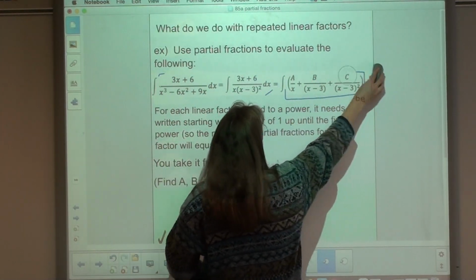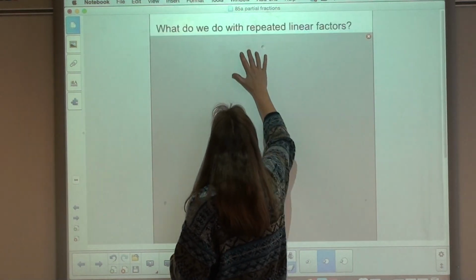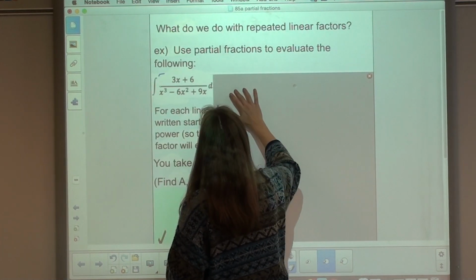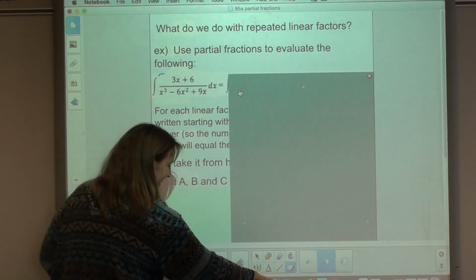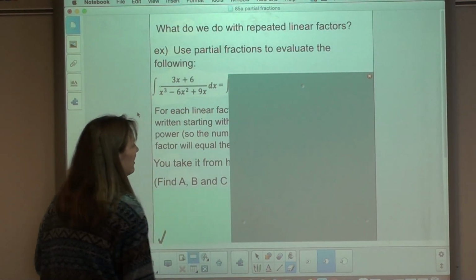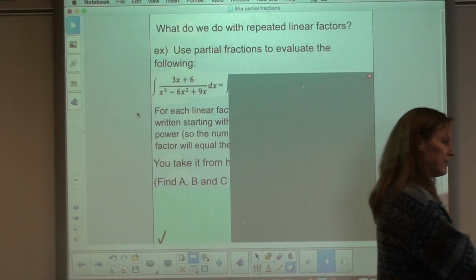Are you guys ready to try one? Alright, so I want you to take a minute. First we check the degrees. Is the top less than the bottom? Yes, then we're good. So what's the next thing we have to do? Factor. Everybody take a minute and factor the bottom. The top you don't have to factor, that doesn't really matter. It's the bottom that has to be factored.